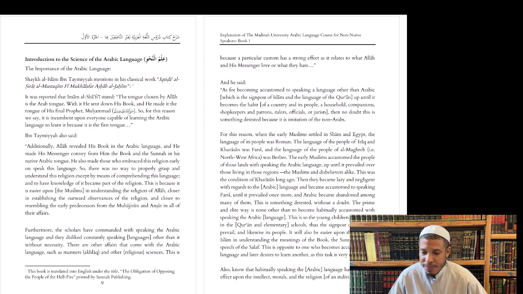Shaykh al-Islam ibn Taymiyyah also said, additionally, Allah revealed His book in the Arabic language, and He made His messenger convey from Him the book and the sunnah in his native Arabic tongue. He also made those who embraced this religion early on speak this language. So there was no way to properly grasp and understand this religion except by means of comprehending this language. And to have knowledge of it became part of the religion.